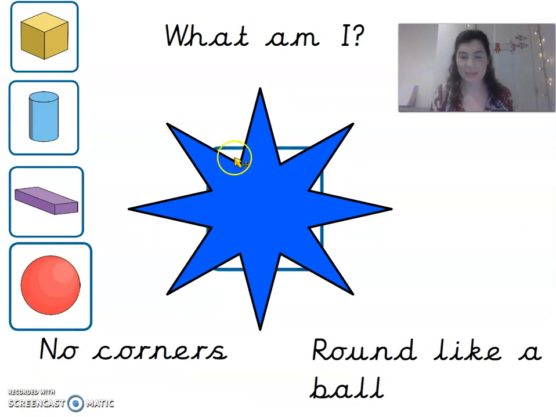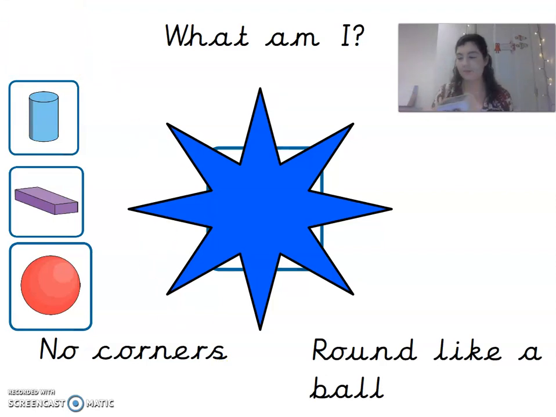Behind our star is another shape. Let's have a look at our clues. It says it's got no corners. No corners at all. Does our cube have corners? The pointy bits? It does, doesn't it? So it can't be a cube because a cube has got corners.